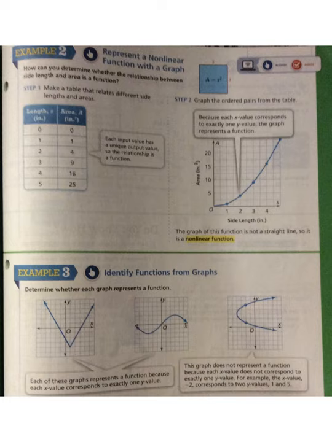So in example 2, it's talking about something that is nonlinear. So let's think about that. If we're nonlinear, that means it's not going to be a straight line. Not a straight line, so that would be what I would underline there. You can see here that we have a table. On my table, I have length values for my x, and for my y, I have the area. We're talking about the area of this square here. And we can see that we have a curve.